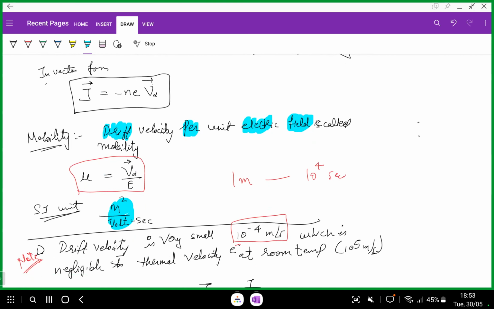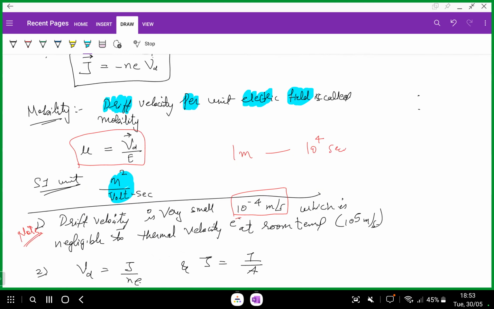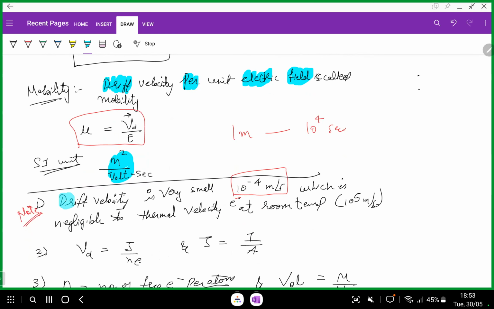Now, as we were talking about drift velocity, let's make some note about it. Drift velocity is very, very small, about 10 to the power minus 4 meter per second. If you can understand this value, it's 1 by 10,000th meter per second. So the movement is very, very small.